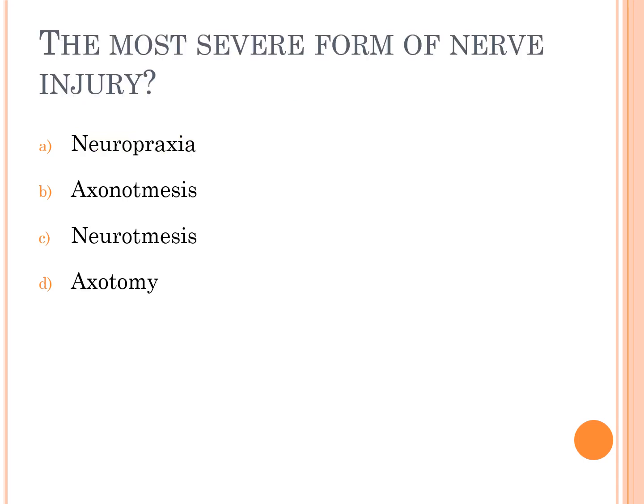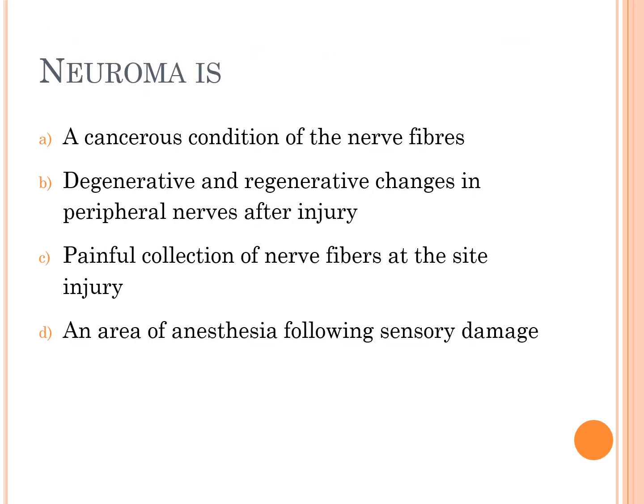So what is the most severe form of nerve injury? Yes, it is neurotmesis. You know, the first degree is also called neuropraxia. Second degree in Seddon's classification is termed axonotmesis. Third to fifth degree in Sunderland's classification is termed neurotmesis. Axotomy is removal of axon. So that is called axotomy.